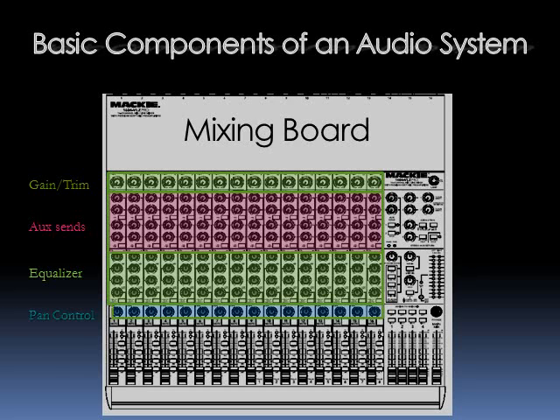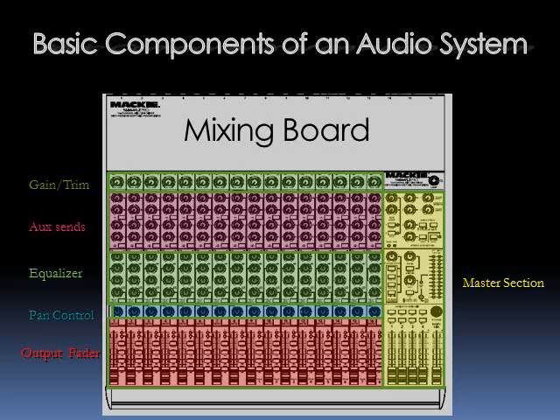Then pan control. This is for left, right in a stereo system, or for picking which subgroup you really want it to be at. And then, of course, the output fader. The sound travels from the top down through the bottom. So now you get to the output fader. This is what's going out your main mix.